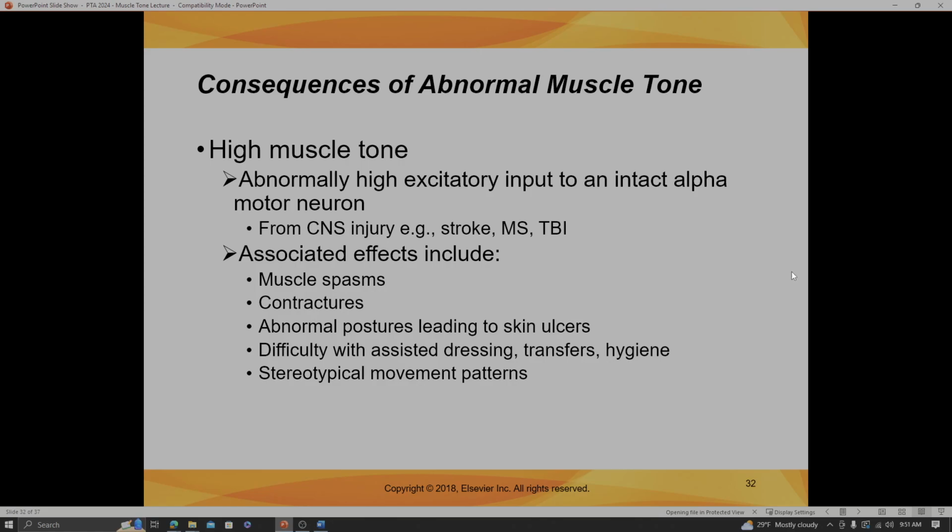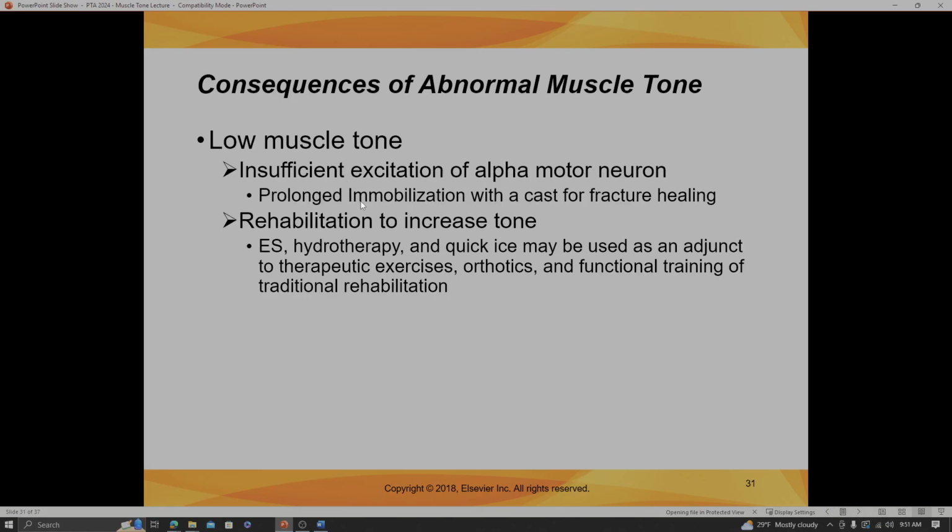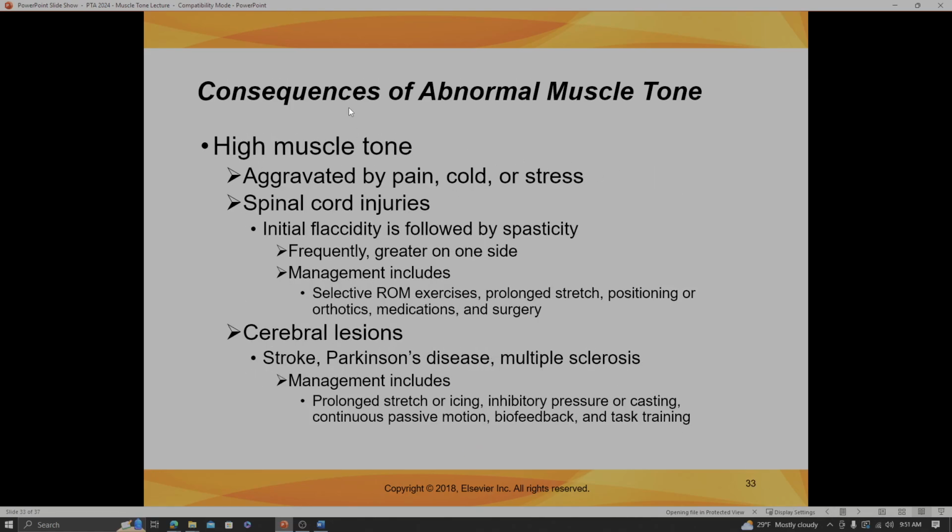affect low muscle tone. High muscle tone is usually coming from a central nervous injury or a higher level neurological dysfunction like a stroke or multiple sclerosis or a traumatic brain injury. So you have a normally high excited input. Know these, okay, and know the associated effects. Know these and the associated effects and what we do to address them, okay?